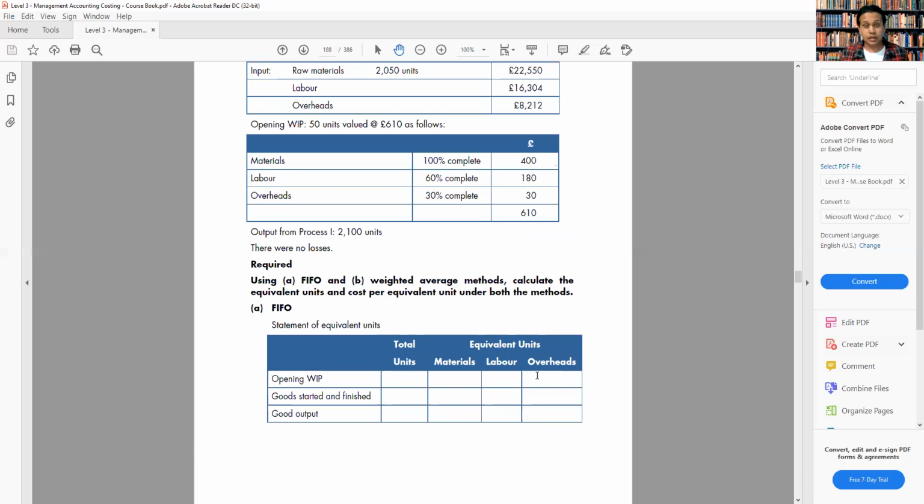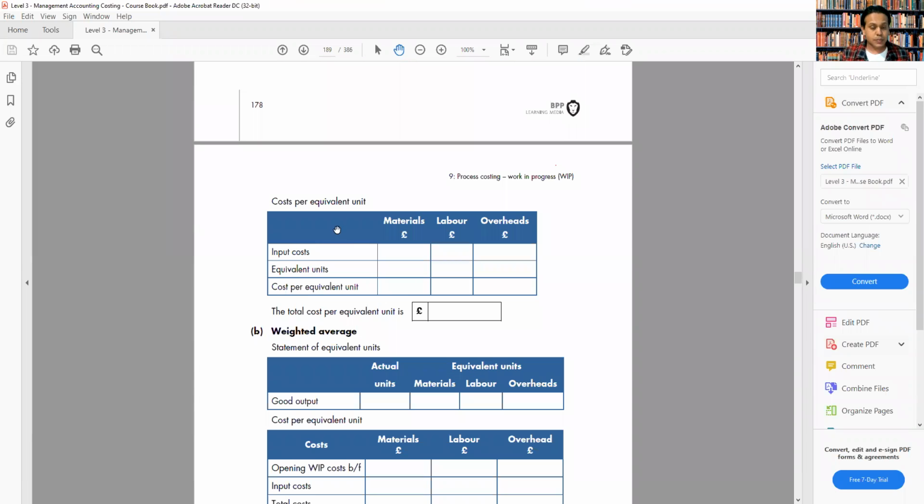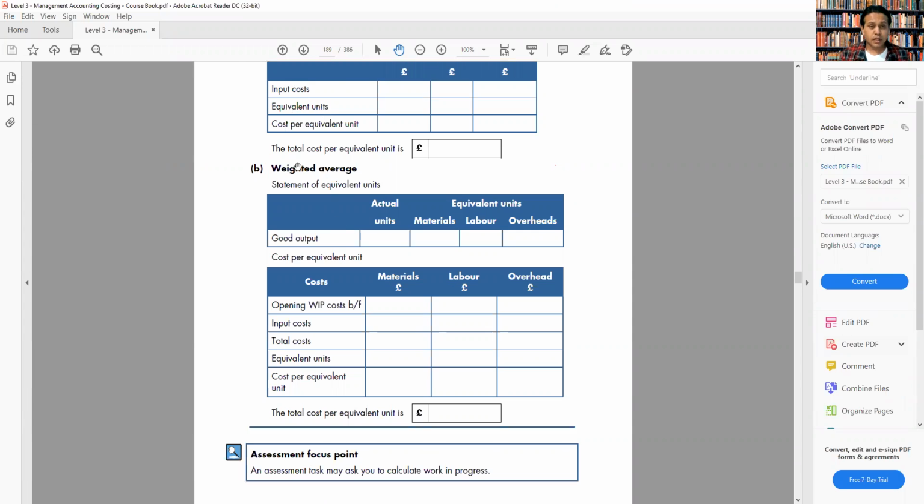So this time it is not a closing. We're not going to multiply with 60, we're going to multiply with the 40, because the 40% we need to complete the opening inventory. So when you see the opening, it's not what is already done, it's what is left for you, how many percentage you need to complete. All right, then we have the cost per equivalent unit. So input cost, then we have the equivalent unit, cost per equivalent unit, total cost per equivalent unit. We know how to do it.